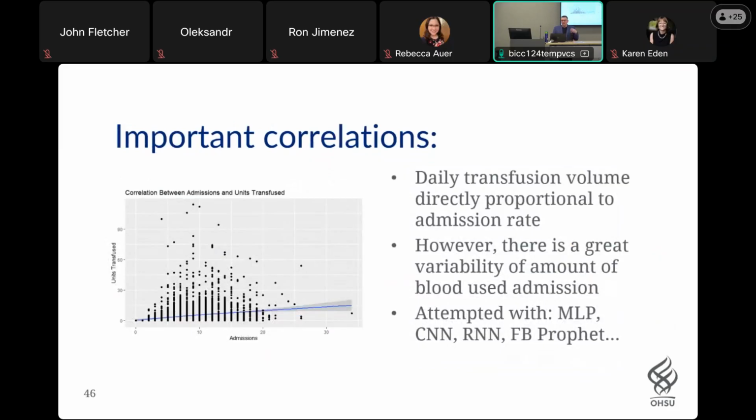So then I looked at the correlation. There is a correlation between admissions and transfusions, as you have seen on one of the graphs, and you can put a fitted line through it. But you can also do the scatter plot, and that shows how many outliers there are. So actual prediction of blood on any given day is not a trivial task. I have used everything in the book, everything I could think of, and nothing really gave me good results.